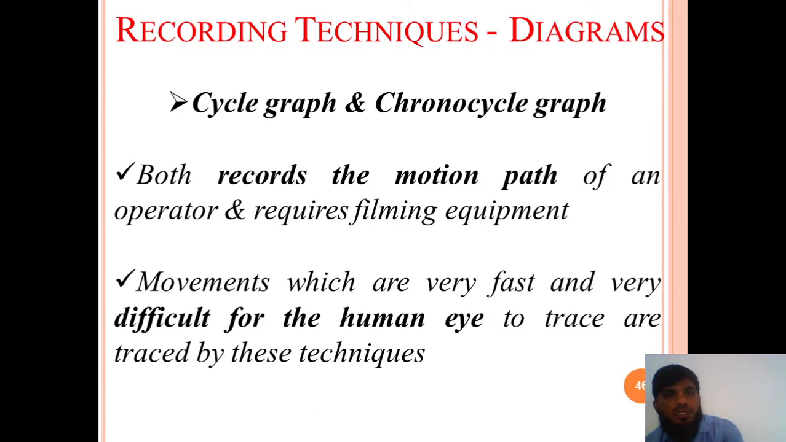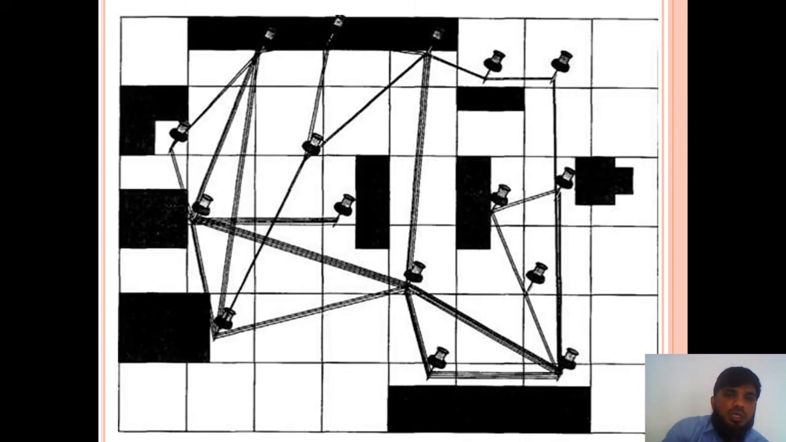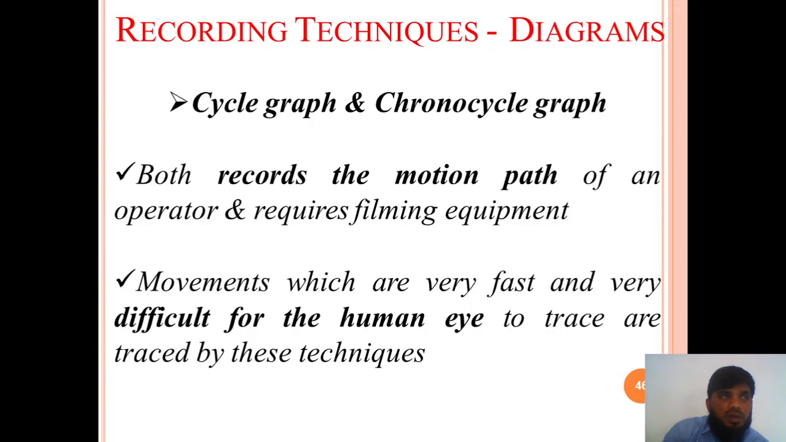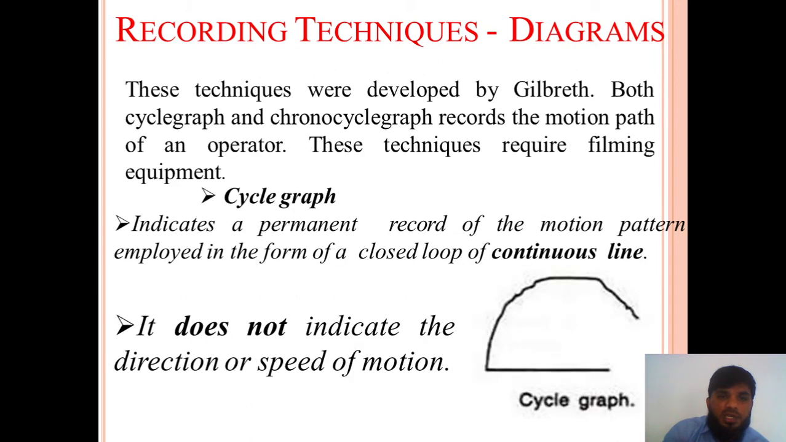Okay, so the next recording techniques are the cycle graph and the chronocycle graph. Both record the motion path of an operator. With these, movements which are very fast and very difficult for a human eye can be traced. In the earlier method, we trace using a human eye, we film, and based on the film we trace. But it is not easy for a human eye to see some small, minute operations.